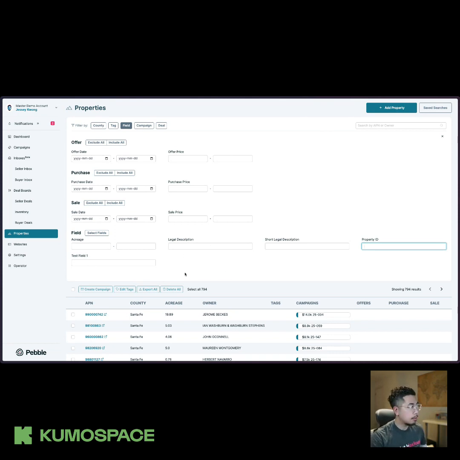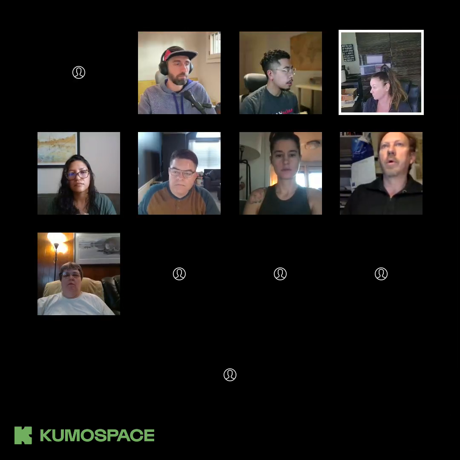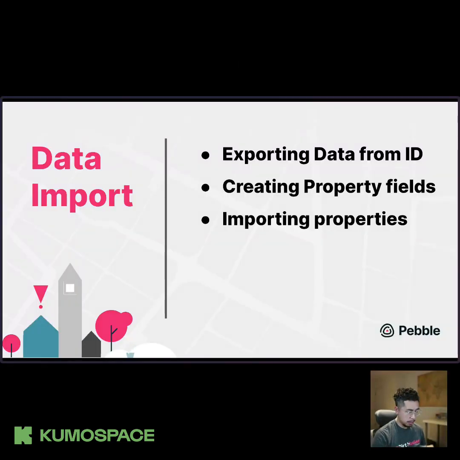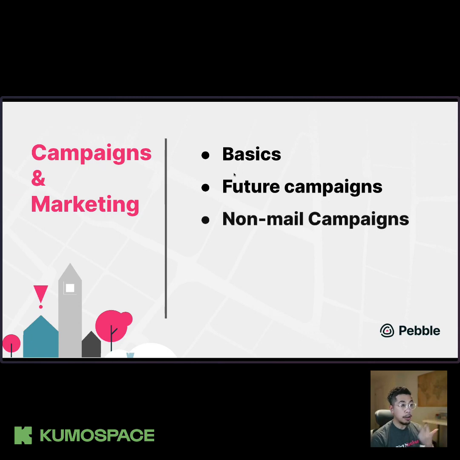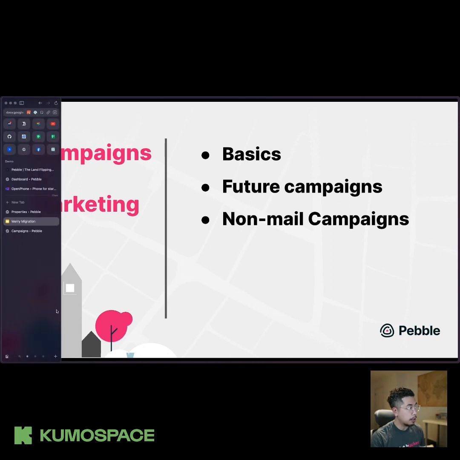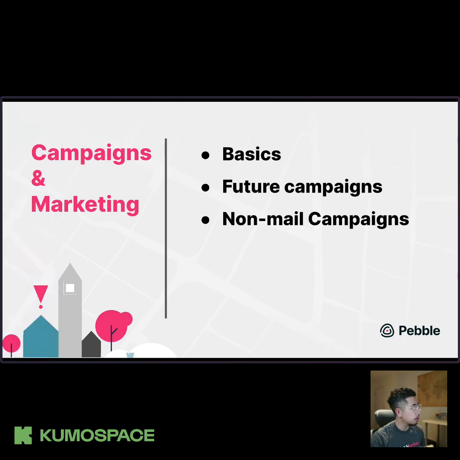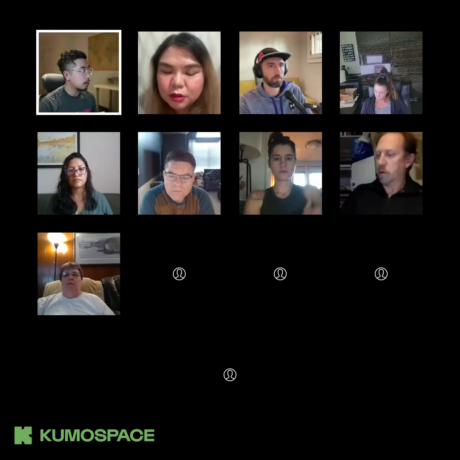I have it on my screen here on the slides, but I'm not going to toggle back. Okay, so let's go on here. If you guys don't mind muting yourselves so I don't hear myself here. We talked about the basics of uploading a campaign and creating a campaign. We're going to talk quickly about future campaigns and non-mail campaigns, right? If you want to cold call, if you want to text, what does that look like? So let's jump back into Pebble, and there's not much more to what I just showed you, but I want to review that.